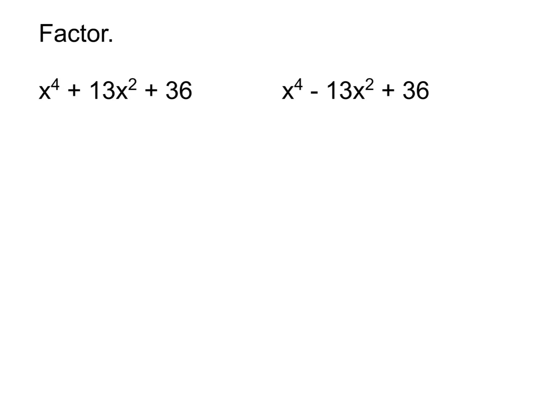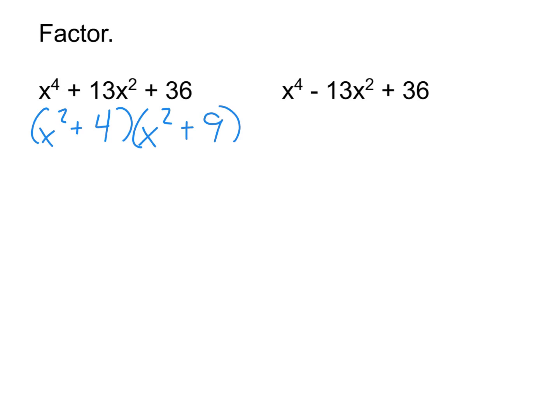All right, so for this first one, we need to add to 13 and multiply to 36. So I start thinking about, okay, what can I get to multiply to 36? And as I go through those, I can actually come up with a 4 and a 9. So it's got to be x plus 4, x plus 9. And since we're dealing with x squared and x to the 4th at the start, each of those parentheses starts with x squared. Notice whatever that middle exponent is, that's the one that's going to be on each of our x's inside the parentheses.